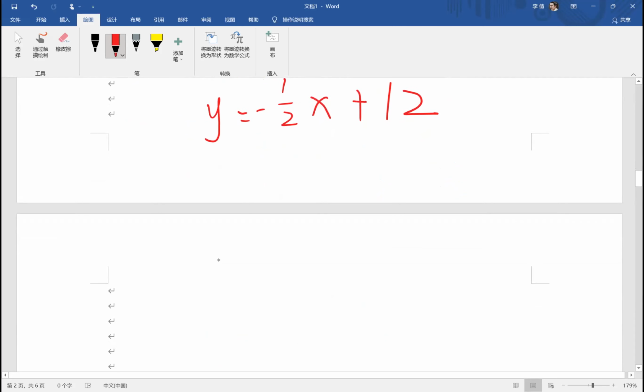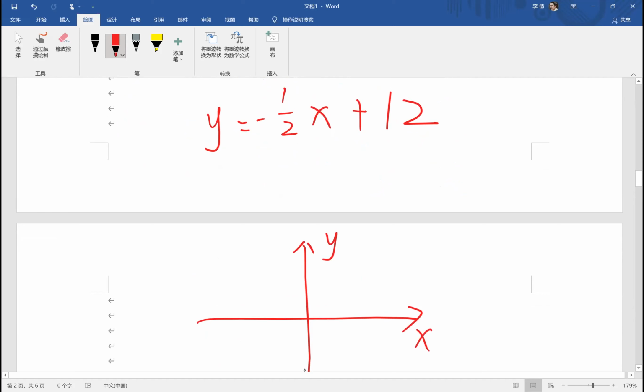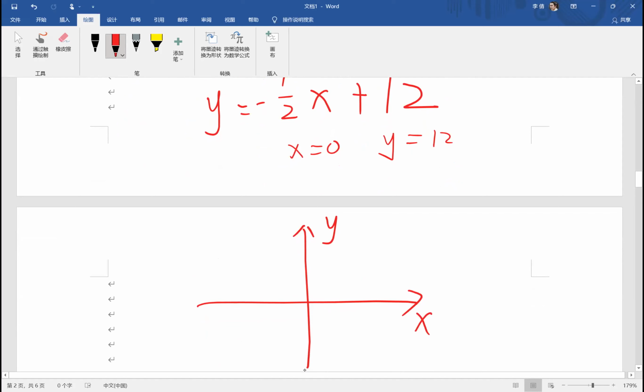Let's see if we draw this on the Cartesian coordinate. This is x, this is y, and then let's see this line. If x is equal to 0, then y is equal to 20, right? So this line will pass through this point, 0, 20. It must pass through this point.